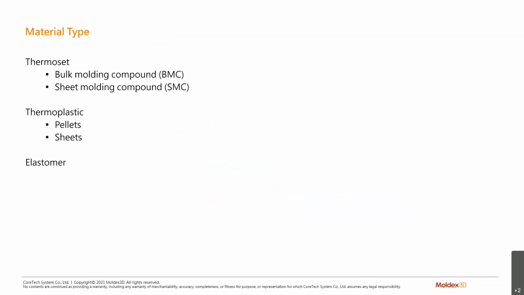So for material types, there are thermosets like the bulk type and the sheet type, which we call BMC, or bulk molding compound, and SMC, or sheet molding compound. And thermoplastics, like pellets or sheet forms, and others like elastomers, for example, rubber.